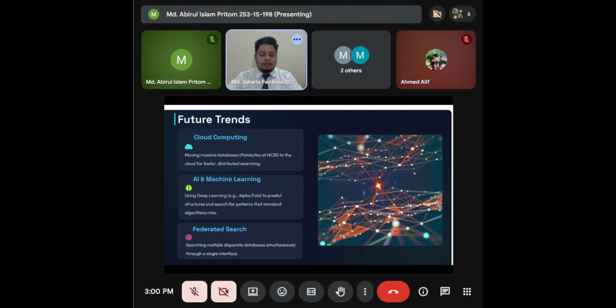The next slide is the future trends of database searching. First is cloud computing. Large biological databases are moving to the cloud. This helps in faster and distributed searching. Second is AI and machine learning. Deep learning models like AlphaFold help predict protein structures. AI can find patterns that traditional algorithms cannot detect. Third is federated search. With federated search, we can search multiple databases at the same time using a single interface. This saves time and effort.